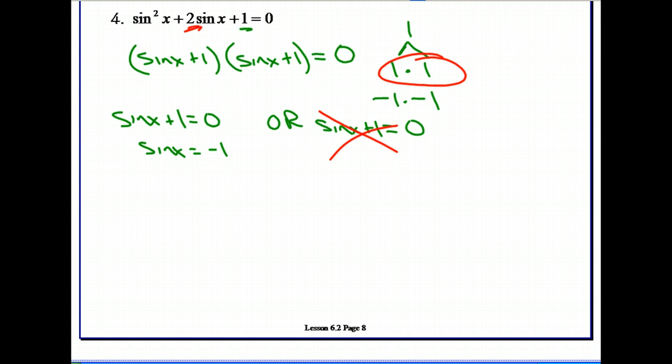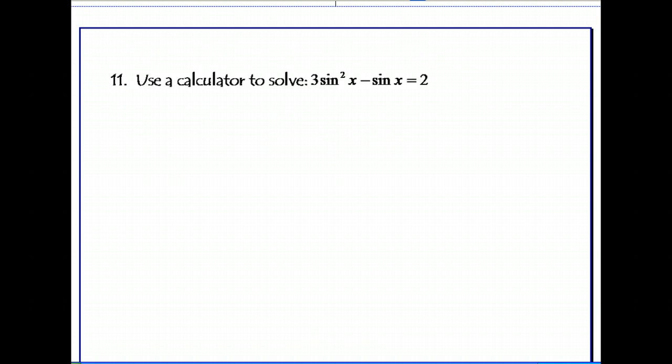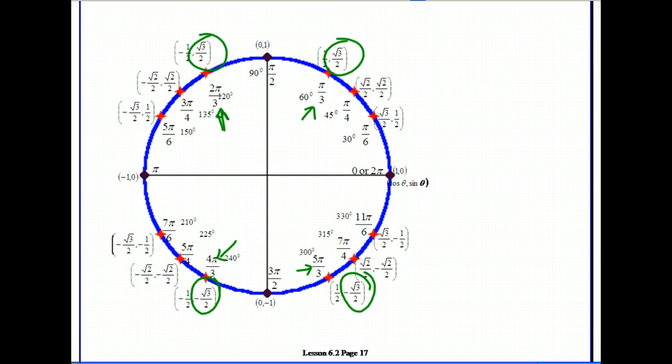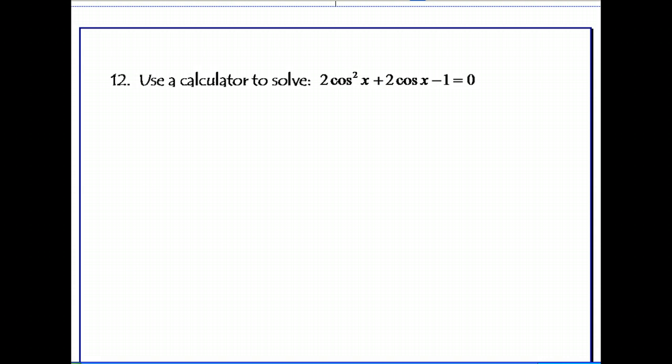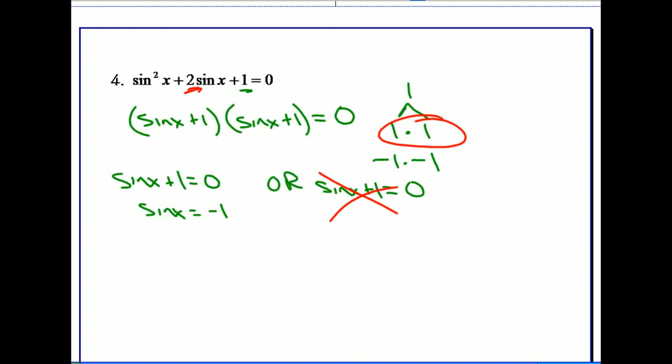So where does the sine equal negative 1? Use your unit circle. Sine is the y-coordinate. You know what that is? Let's peek at the unit circle and see. Where's your y-coordinate negative 1? We're expecting two answers. But look at this. I only see my y-coordinate negative 1 at one single spot there, at 3 pi halves. So we come back here. What's our answer? x equals 3 pi halves.